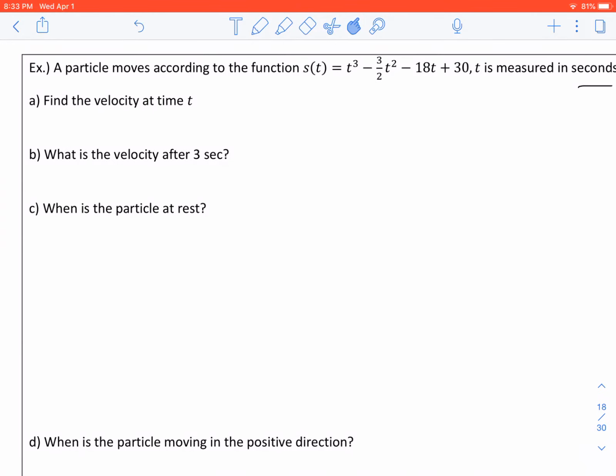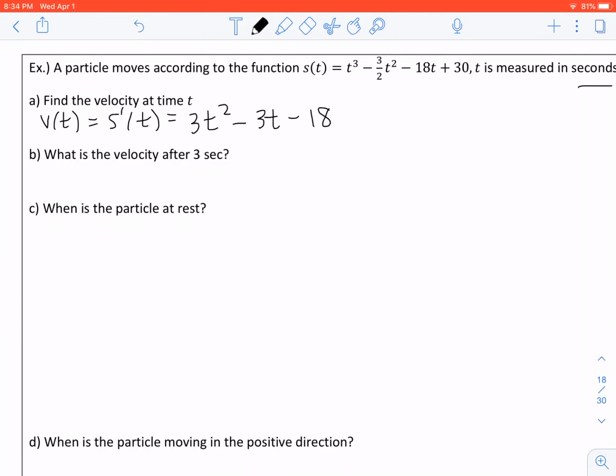So the velocity function is just the derivative of our position function. And so if you take the derivative of s of t, you should get 3t squared minus 3t minus 18.